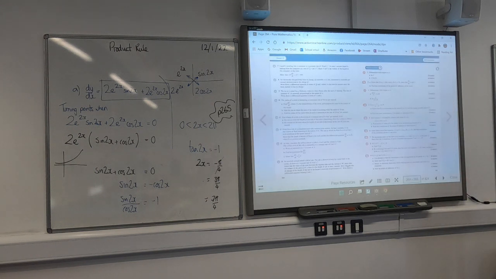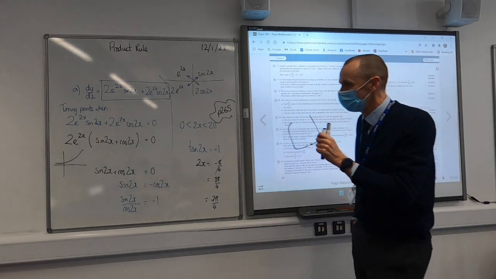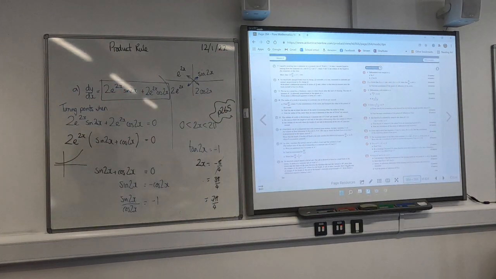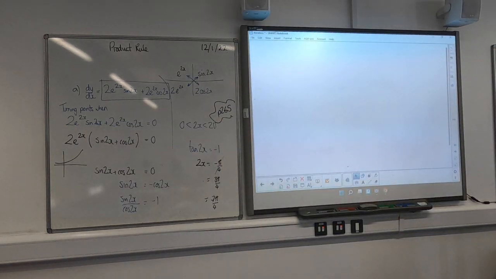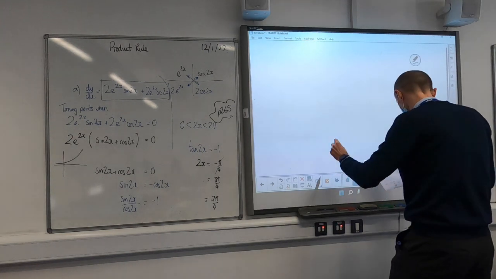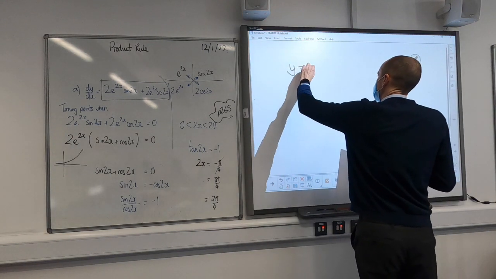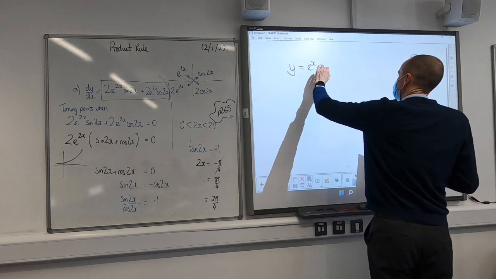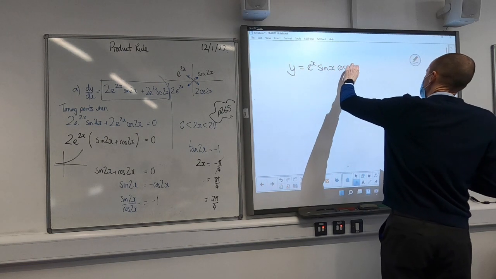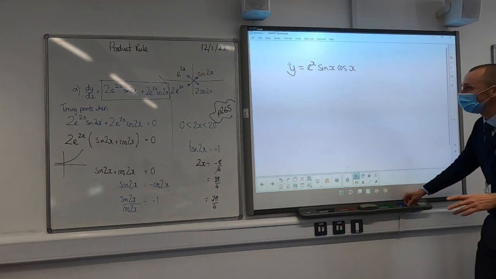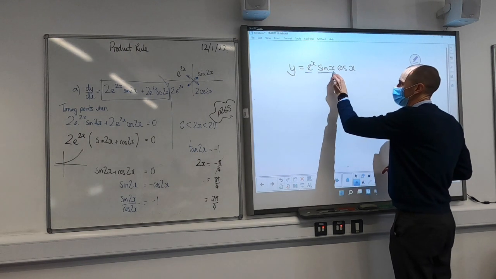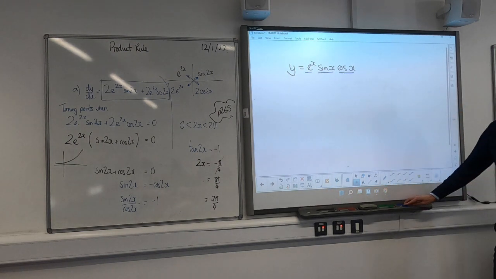Okay, so product rule often involves factorising, particularly when we're being asked to find turning points, because we ask when does it equal 0. There are some questions where we are asked to differentiate something which is made up of 3 terms multiplied together. So for example, this is 3 terms multiplied together. Something here, multiplied by something here, multiplied by something here.